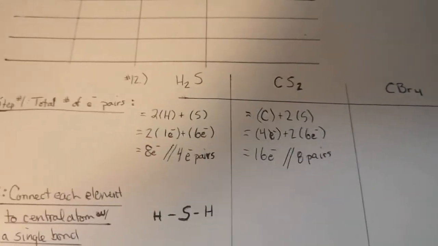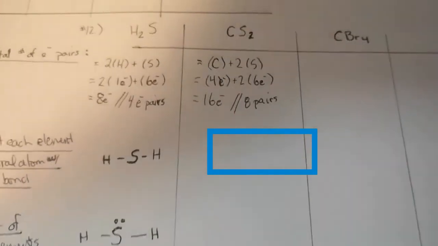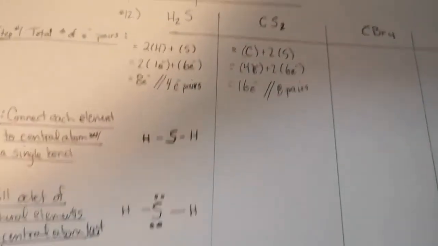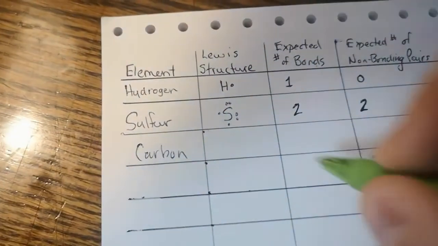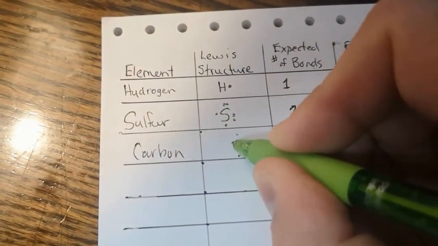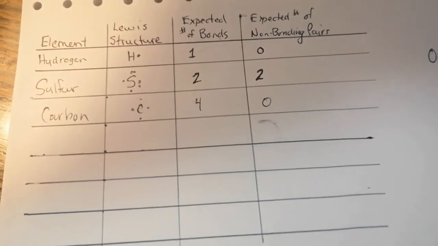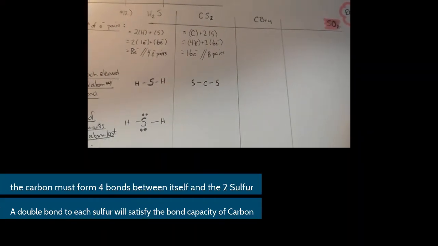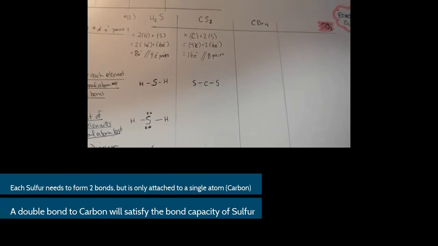Carbon disulfide, in our first step, has 16 total valence electrons, or 8 pairs. Carbon is our central atom because it has the greatest bond capacity. In this case, carbon would have the electron dot structure of 4 valence electrons. We expect it to form exactly 4 bonds and have 0 non-bonding pairs. Some of you can already infer that a double bond will be necessary to satisfy the bond capacity of each element in this diagram, but for the moment, let's pretend that we don't know that's going to happen, and let's follow the steps as needed.